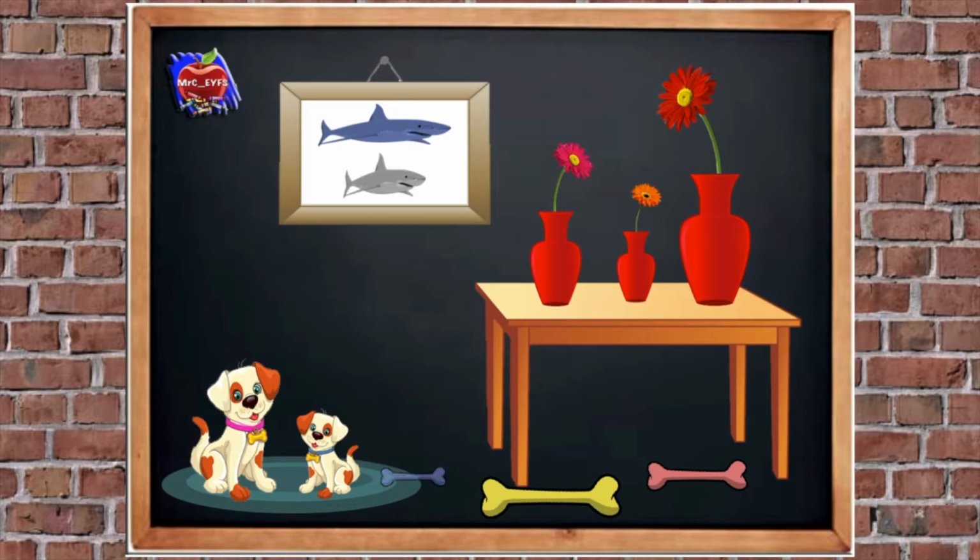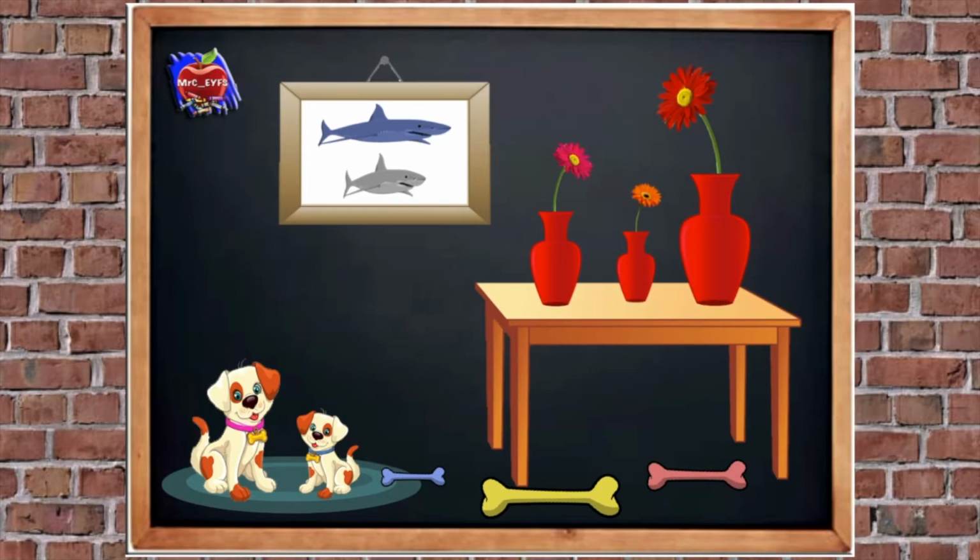Excellent. So the blue bone is the shortest. So which one is the longest? Yep, the green bone. So what we could say about the red bone is that it's longer than the blue bone, but it's also shorter than the green bone. Excellent.